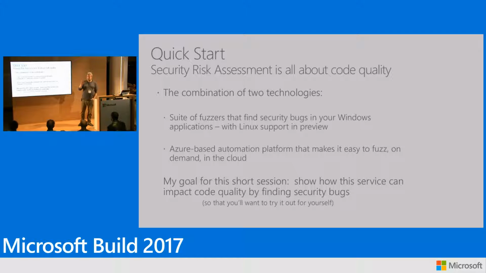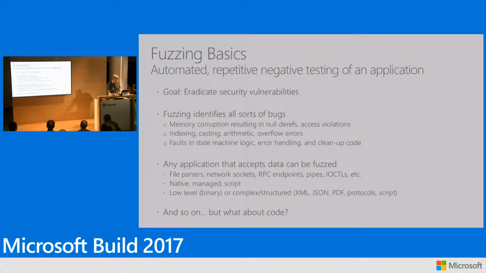And so we set out to solve that problem by creating a platform, an automation platform in Azure that allows us to take these same fuzzers but make them pretty much on-demand, click-to-fuzz simplicity of use. And my goal for this session is to show you how this works, show you the bugs that it finds, and hopefully try to get you guys to sign up for a free trial so you can try it out on your own applications. All right, so I'm going to start really quickly here with just a few fuzzing basics.